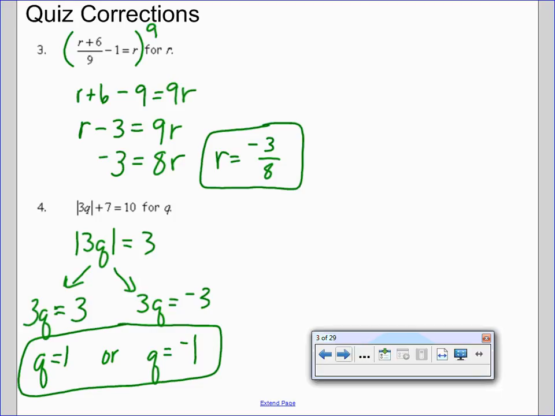How come? Because there's 2 numbers that are a given distance away from 0 on the number line. In this case, the 2 numbers that are a distance of 3 away from 0 on the number line are positive 3 and negative 3. That's how I break it up. And then I can continue on solving as normal. Q is 1 or negative 1.